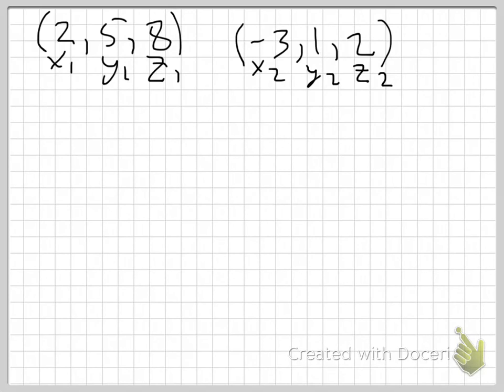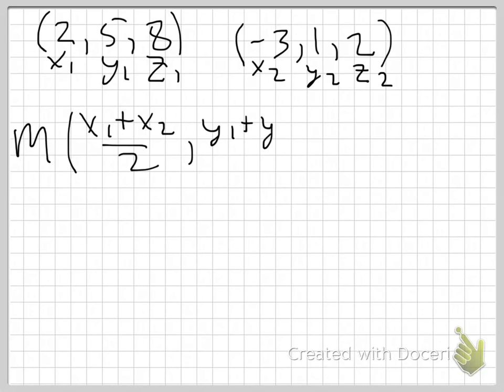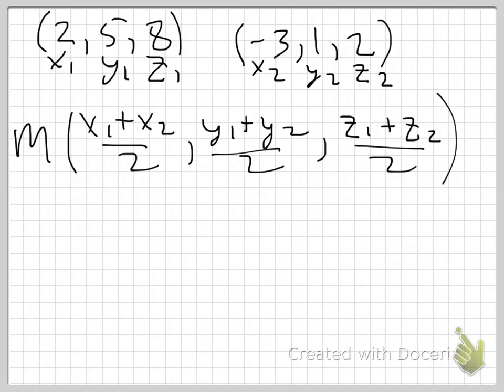So if you want the midpoint, it's going to be average x's, average y's, and now this is the last part here. Average the z's. Okay, it's not rocket science. It's just doing a little bit more work. That's all. It's just more work.